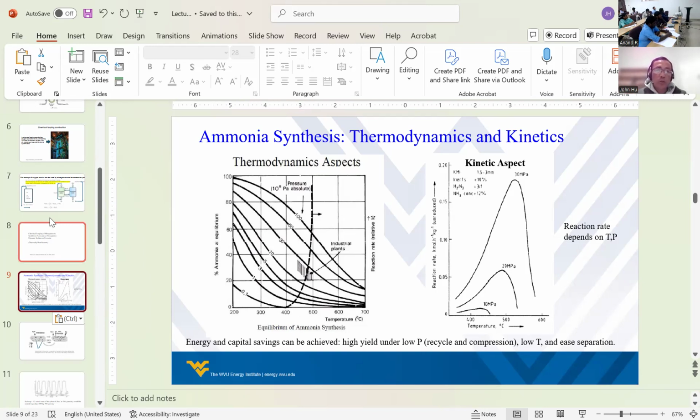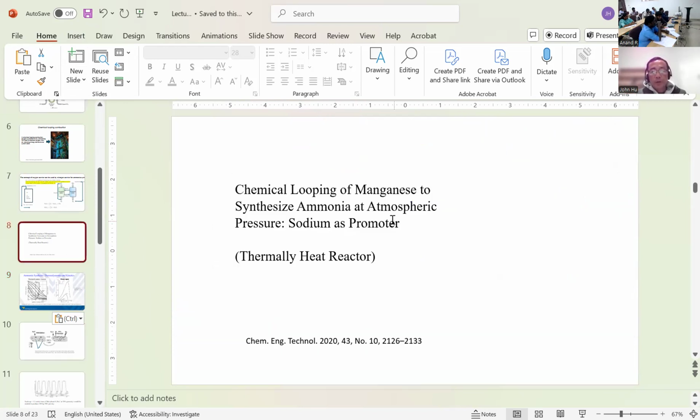So I think I showed you this in the beginning. I don't think that was very quick. So anyway, let's come back to here. So, chemical looping manganese: in this paper, this is ammonia at ambient pressure, but it uses sodium as a promoter. Sodium and manganese altogether is how they build this nitrogen carrier, okay? And he used a thermally heated reactor.